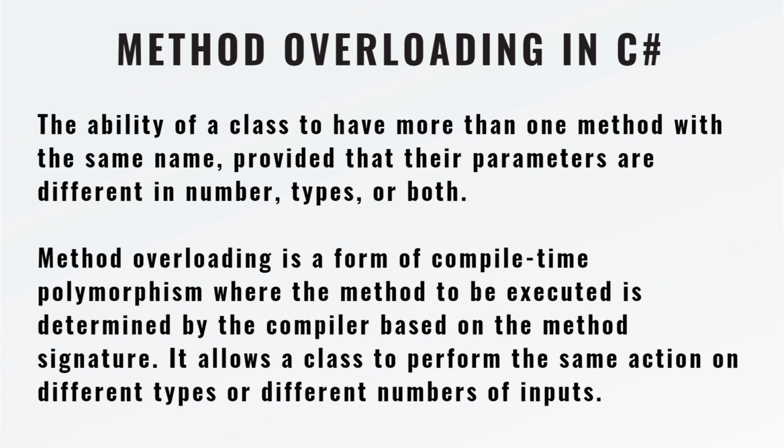Method overloading is a form of compile-time polymorphism where the method to be executed is determined by the compiler based on the method signature. Basically, when you have method overloading, this happens in the same class. We have two methods with the exact same name, and the way you can tell them apart is by the parameter types and numbers.